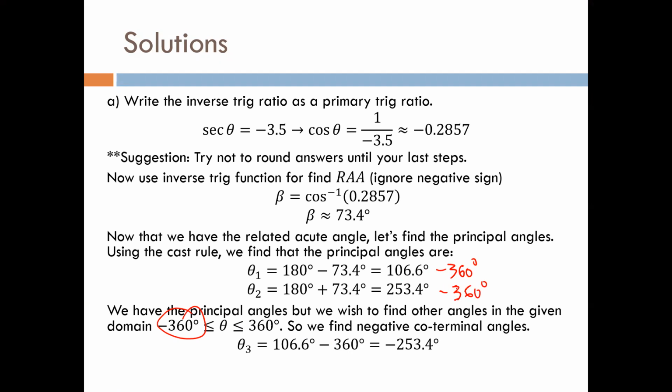So we take 106.6 and we simply take away 360 degrees. Again, we do that because we're basically rotating clockwise to find the other coterminal angle there.